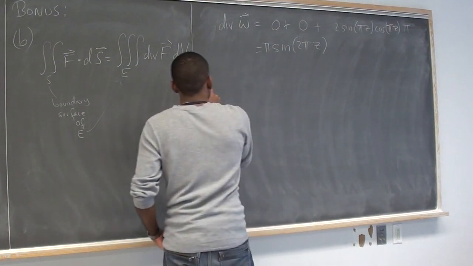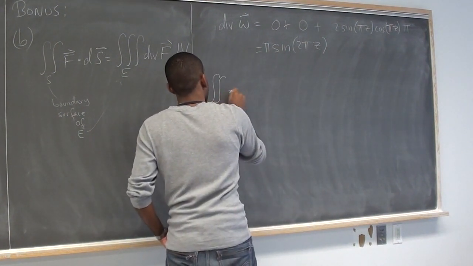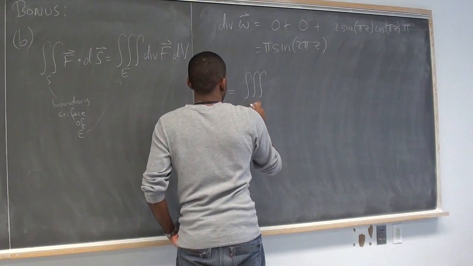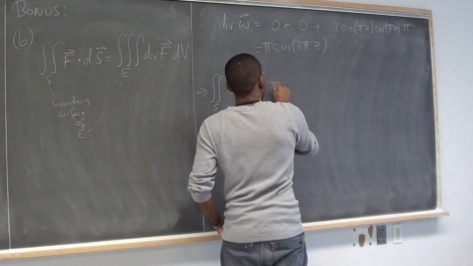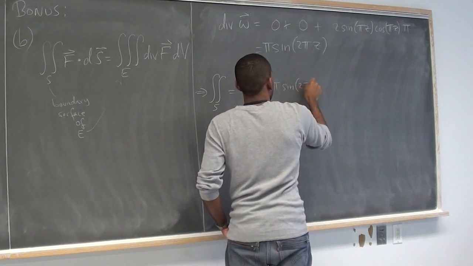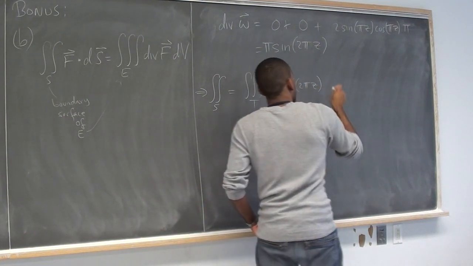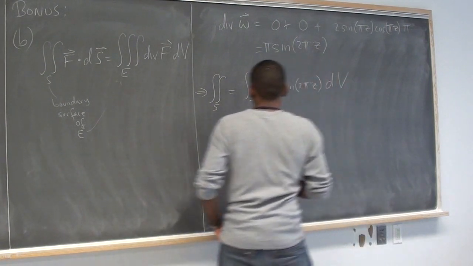And so I believe the solid was called T, of the divergence dV.